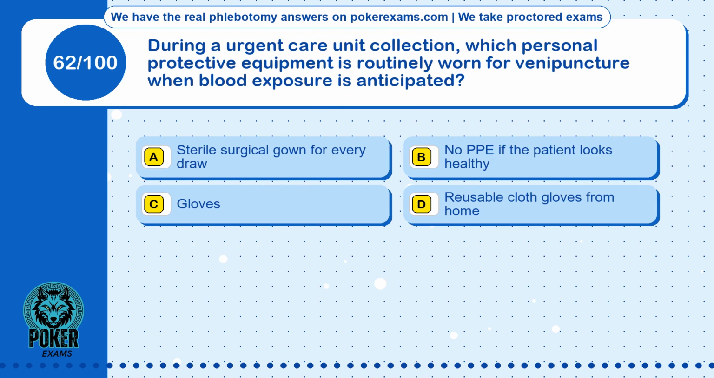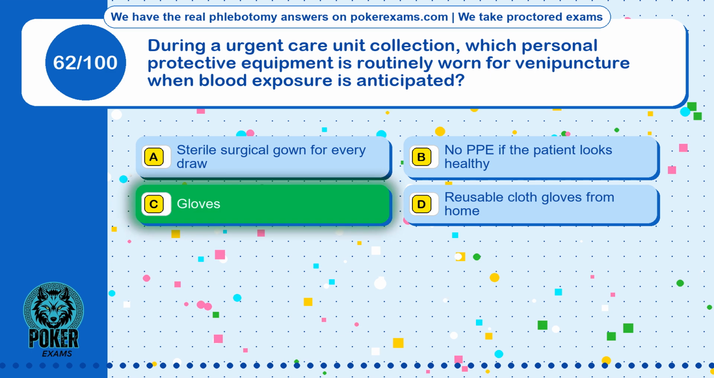Question 62. During an urgent care unit collection, which personal protective equipment is routinely worn for venipuncture when blood exposure is anticipated? Option A. Sterile surgical gown for every draw. Option B. No PPE if the patient looks healthy. Option C. Gloves. Option D. Reusable cloth gloves from home.